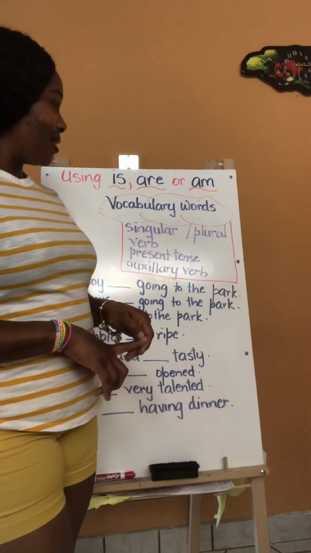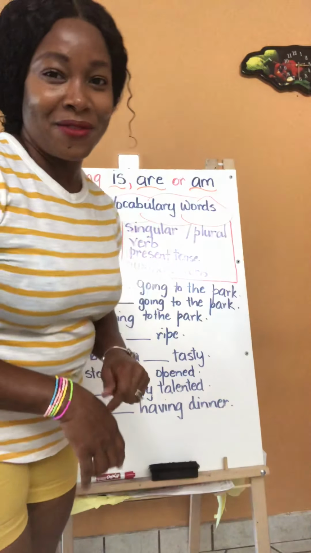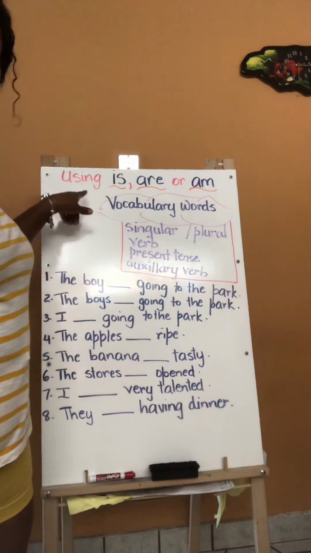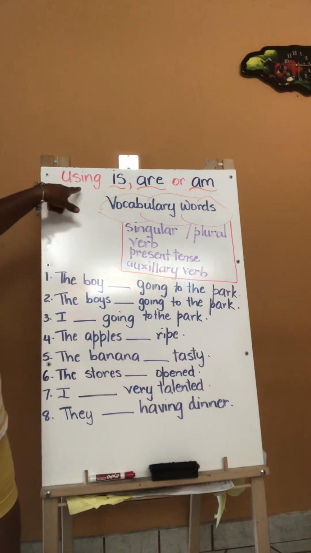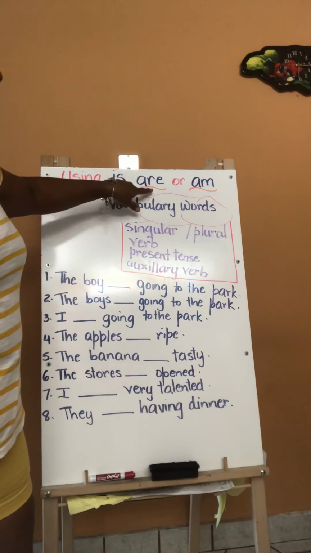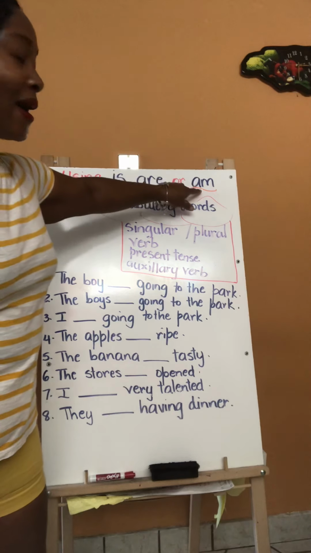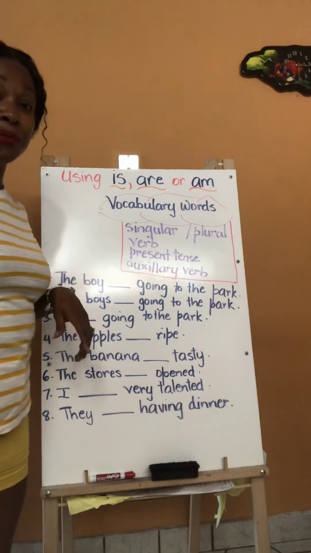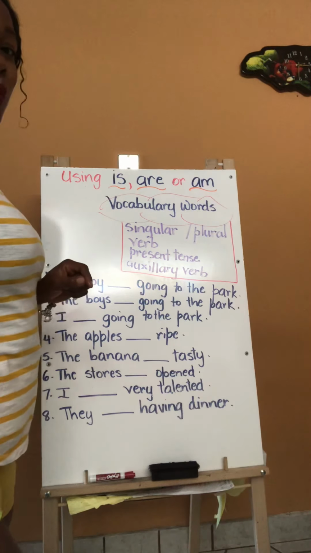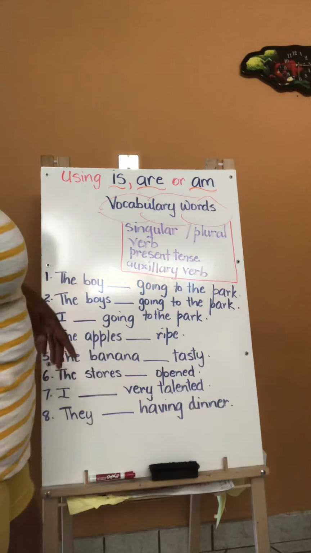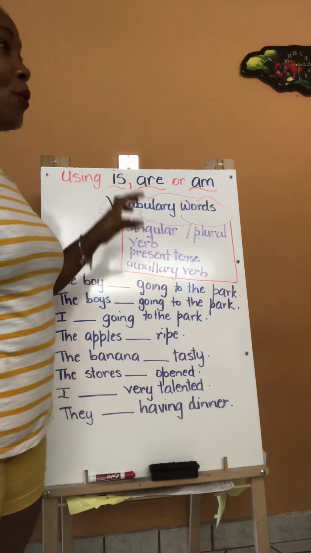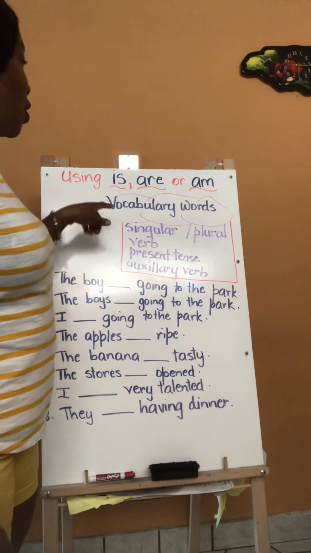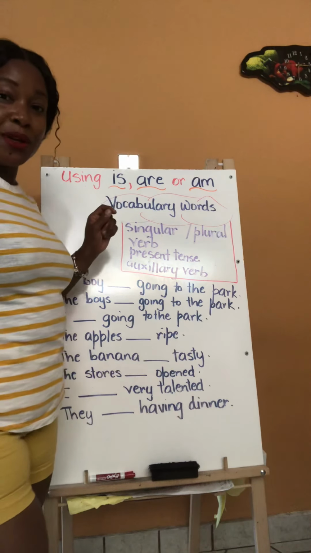And this is actually my first video of many. So today we are going to be talking about how to use is, are, or am. Now these are three words that can sometimes be very tricky when we're reading or writing. Now, in order for us to understand these three words properly, we need to look at some vocabulary words.